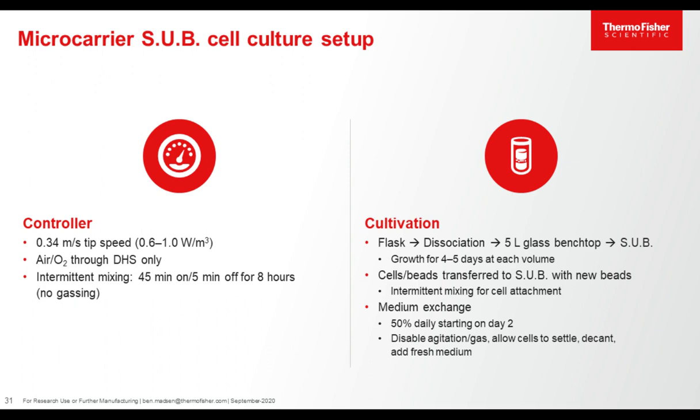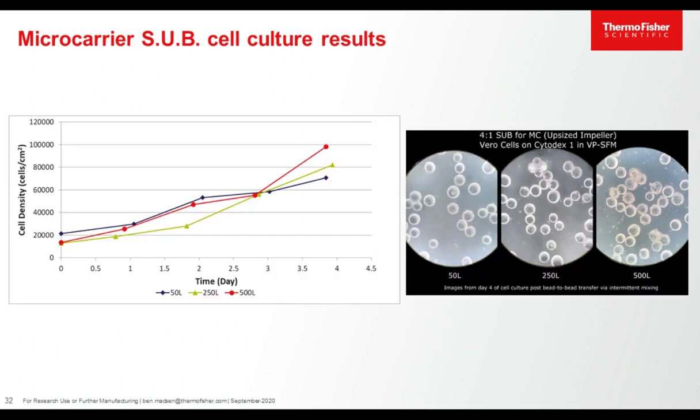Starting on day 2, 50% media exchanges were performed by stopping gassing and agitation temporarily to allow the cells and beads to settle, and then decanting through the included port, and then adding fresh medium, and then re-enabling the process agitation and gassing. The controller was set to operate at about 0.34 meter per second tip speed with air and oxygen gassing through the DHS.